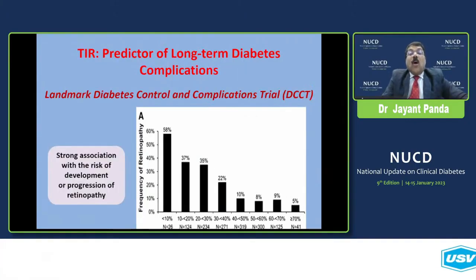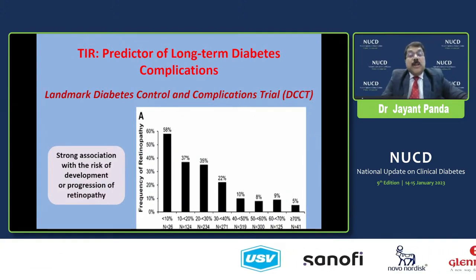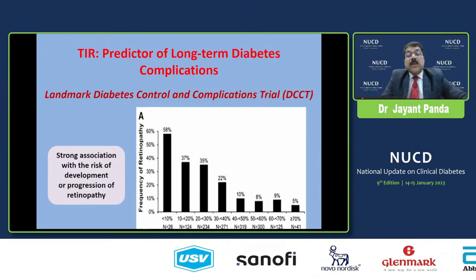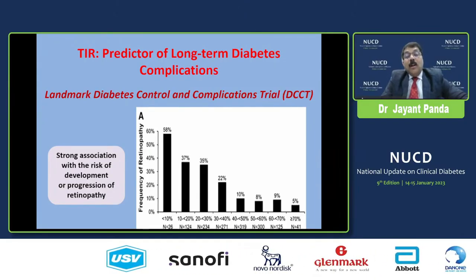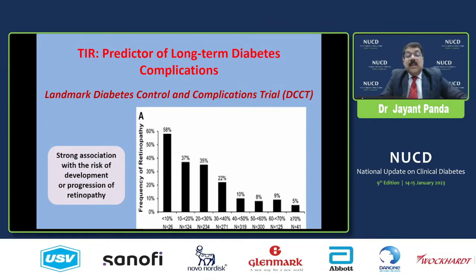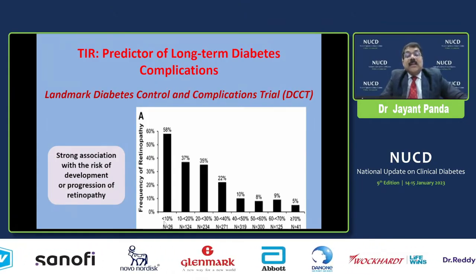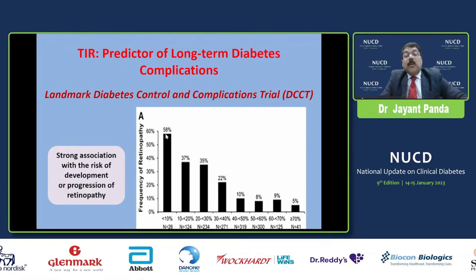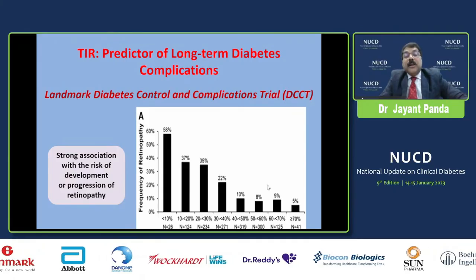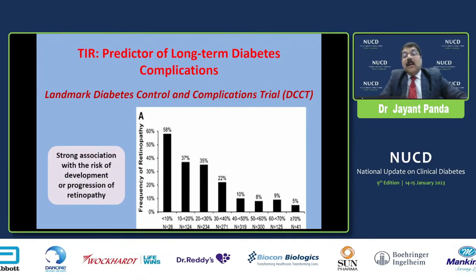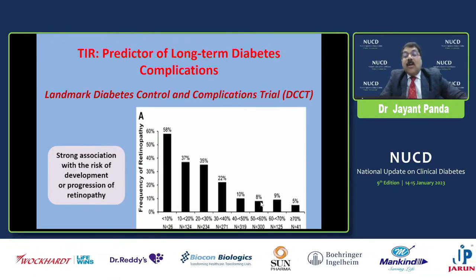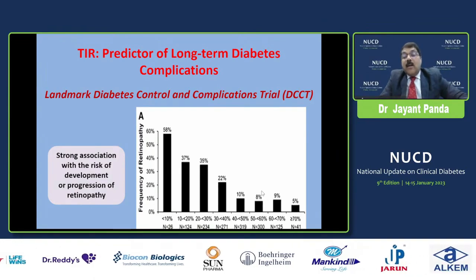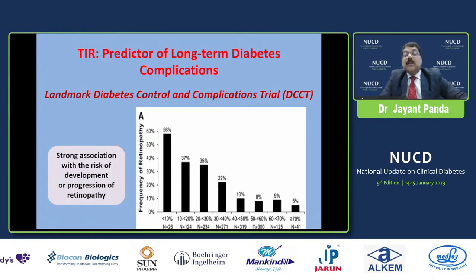So, the prediction of long-term diabetes complications as per the landmark Diabetes Control and Complications Trial, the DCCT, shows a strong association with the risk of development or progression of retinopathy. Let us see the complications and the association one by one. You can see the percent time in range, from less than 10% to more than 70%, and the frequency of retinopathy comes down from 58% to 5% along with the increasing time in range. So directly, the microvascular and macrovascular complications come down with increasing percent time in range.